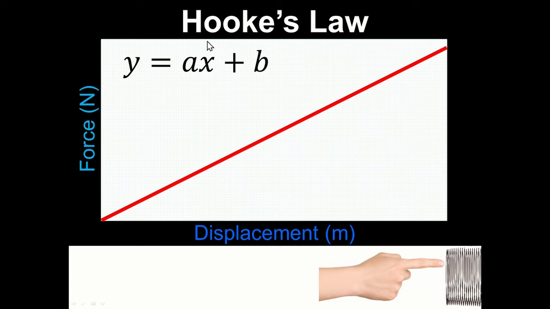Y equals the slope times x plus the intercept, and the intercept was 0, so the force is equal to some constant times the displacement. That constant is the slope of the line, but it's known as the spring constant.